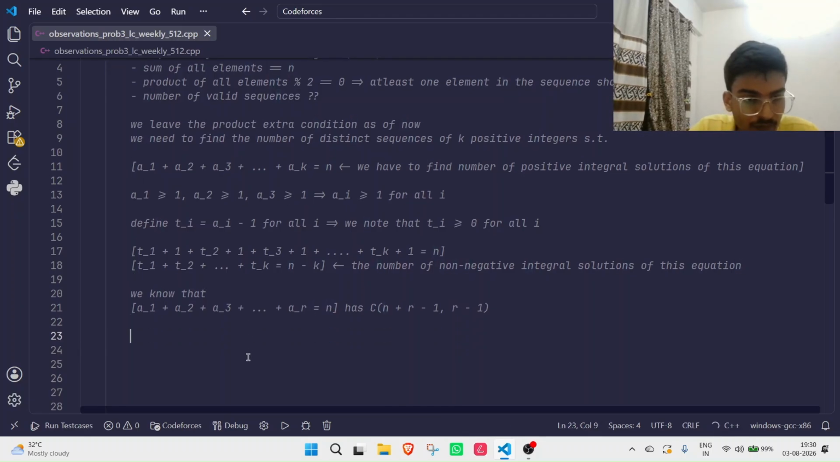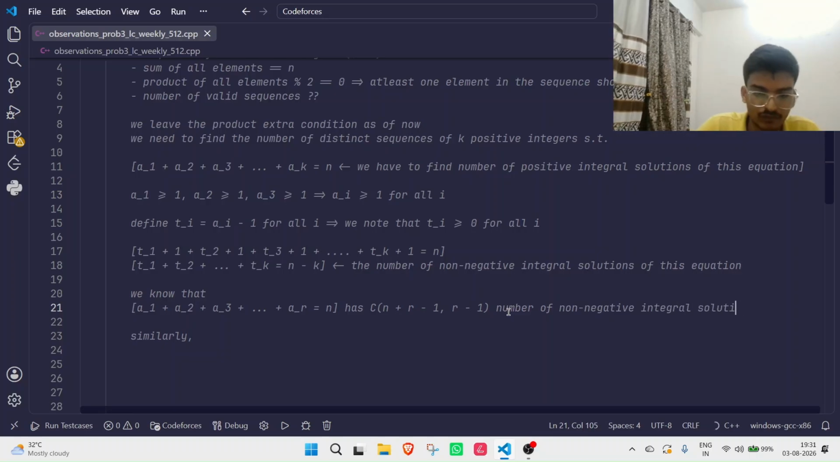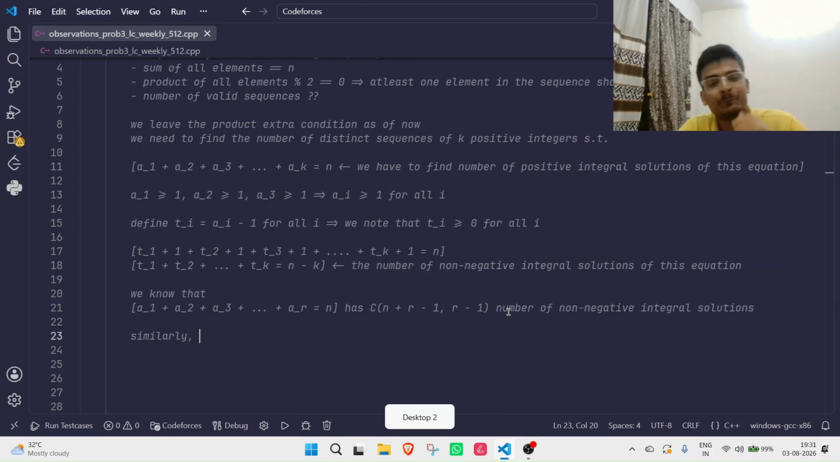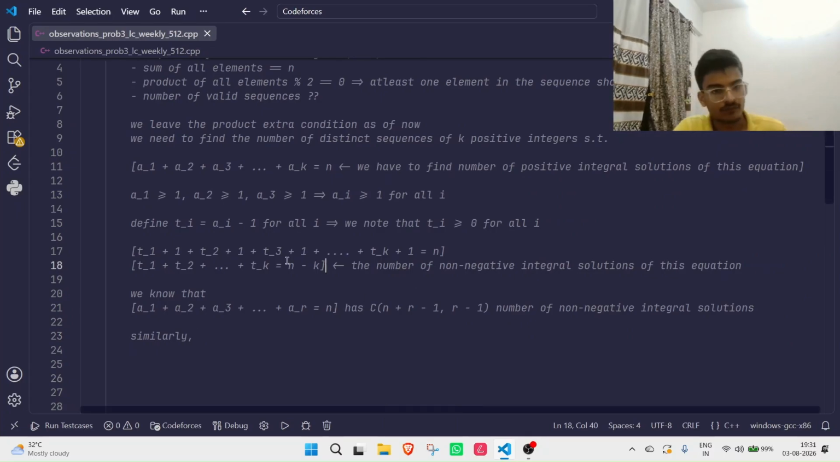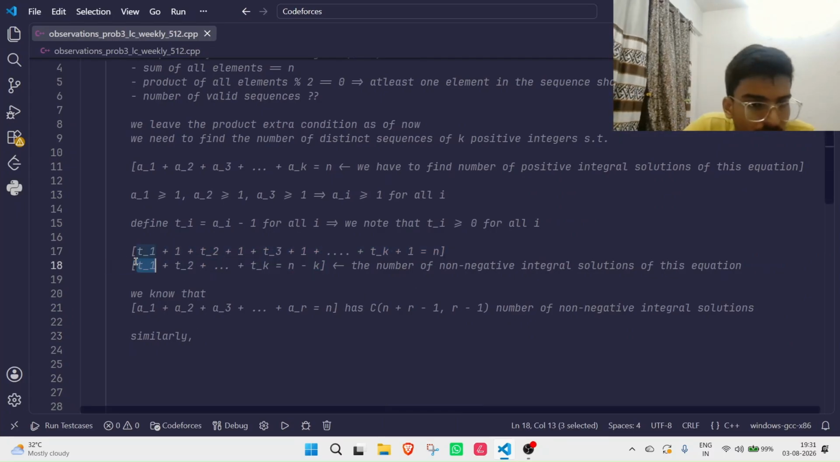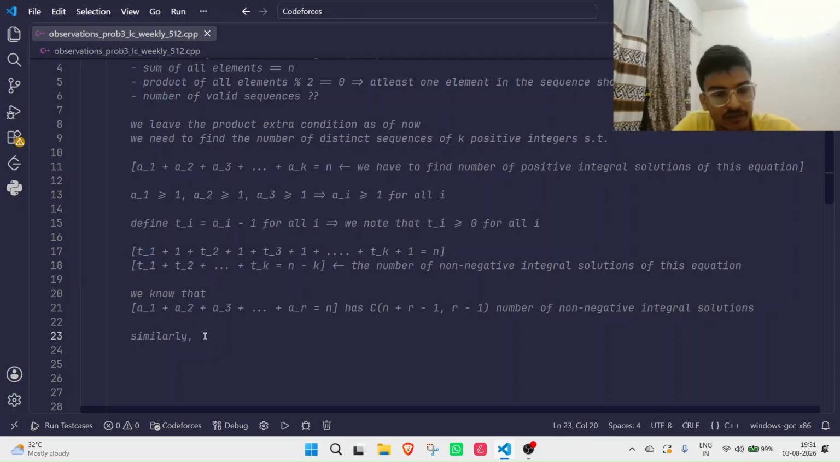So going by this, we immediately have the target question. This has the number of non-negative integral solutions. We have converted this to non-negative, right? ai is positive only. We don't want to do one, but ai is non-negative. It will go to 0.